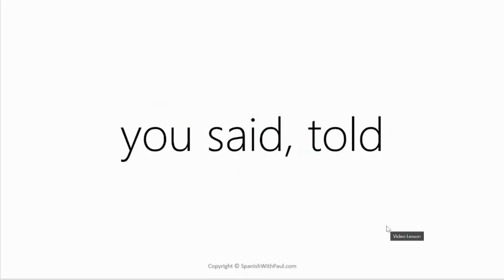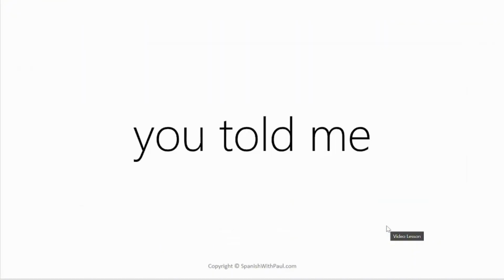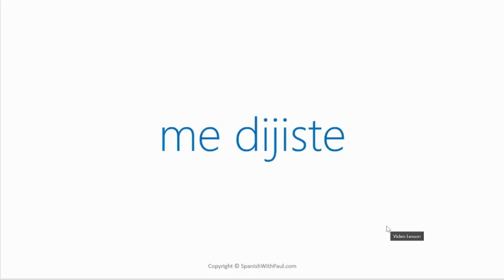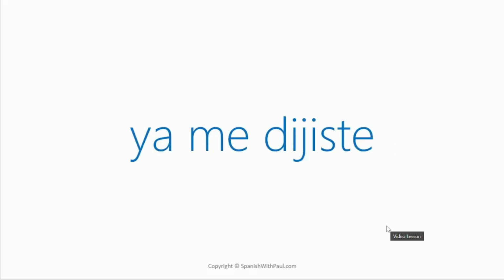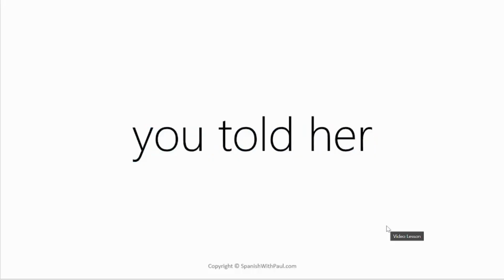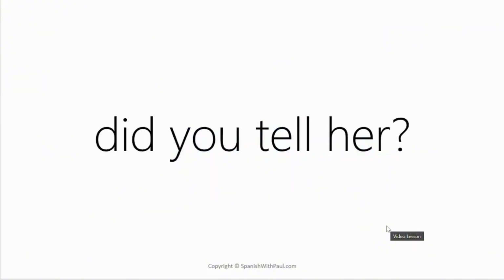Let's go for the sound of you said or you told. This is simple past, straight arrow down. So the angle is you, the verb to say or to tell, decir. So we get the sound of dijiste. Dijiste. How would you say you told me? Me dijiste. You already told me. Ya me dijiste. You told her. Le dijiste. How would you ask, did you tell her?